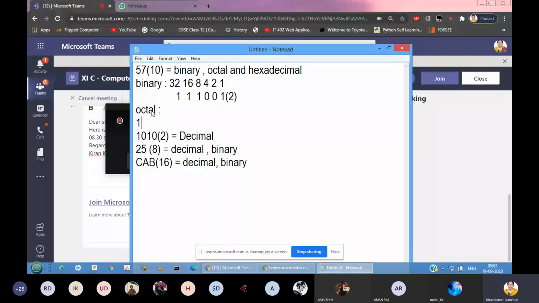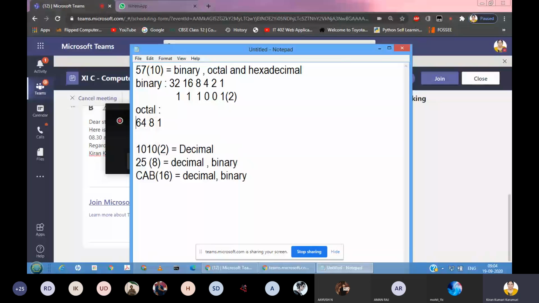Next, octal. Tell me in octal, base 1, then 8, then 8 8s is 64. So how much should I put? 64 is not needed because 57 is less than that. 8 5s are 40, 8 6s are 48, 8 7s are 56, and then we need 1. So 71 base 8 is the answer.